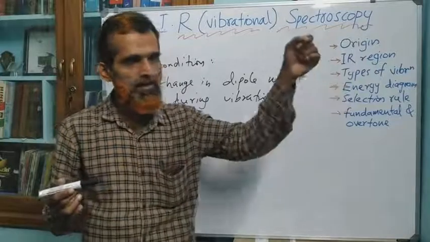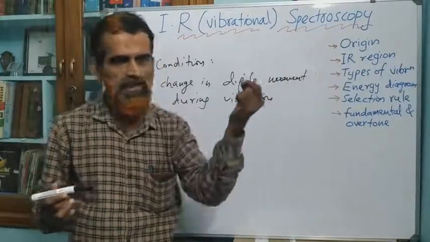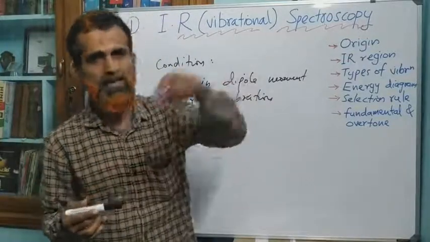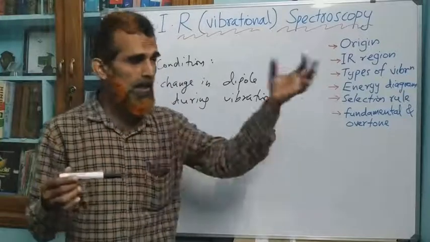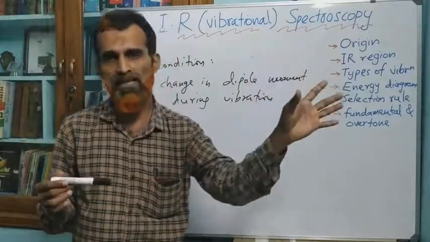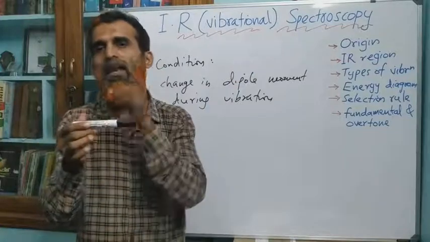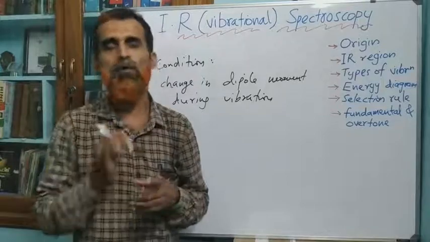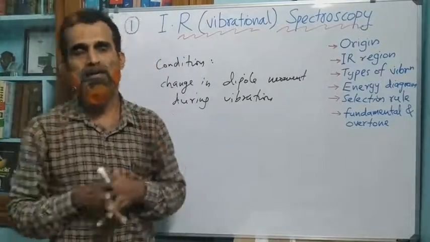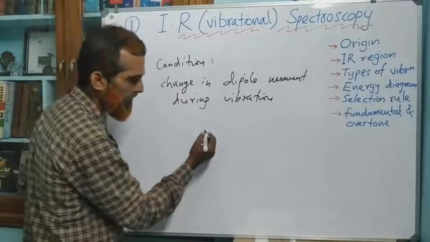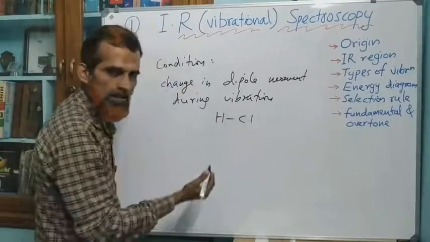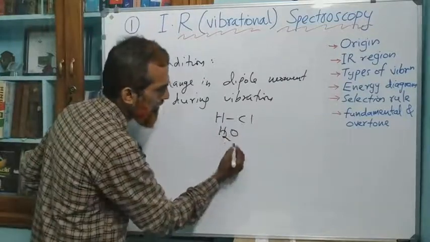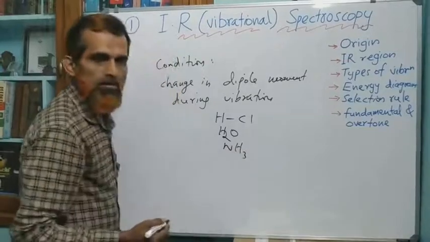You know that electromagnetic radiation has an electric component. The electric wave is there, and also a magnetic wave, mutually perpendicular. So the electrical component of this radiation can interact with the electrical pulse generated in the molecule during vibration, so that absorption takes place and the molecule gives an IR spectrum. An example of such a molecule is HCl, of course. It is polar and vibration will result in a change in polarity. H2O, NH3, these are all IR active.